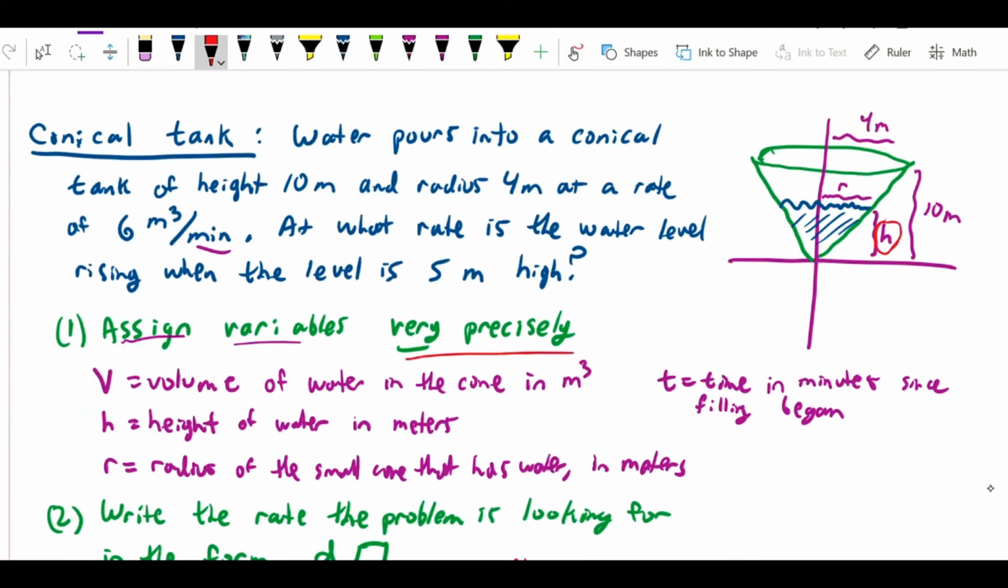What we know is that the volume of water in the cone, since this blue cone is just a smaller cone, we know that the volume of water in that blue region is going to be 1/3 pi r squared h.